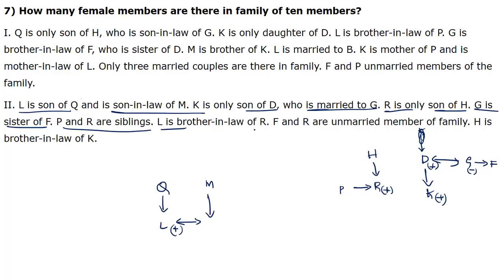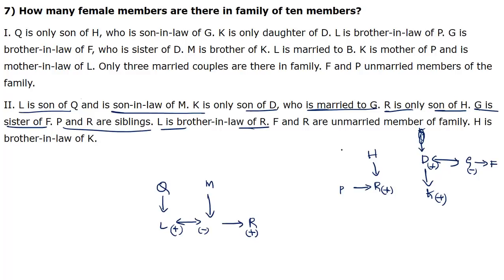The next one is L is the brother-in-law of R. So L would be the brother-in-law of R. Therefore L is a male person. We already know that L is married to the sister of R. So therefore R is here, one person.